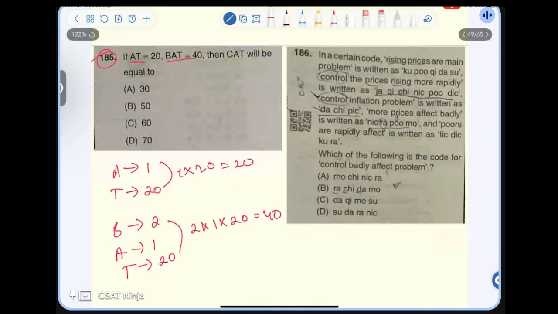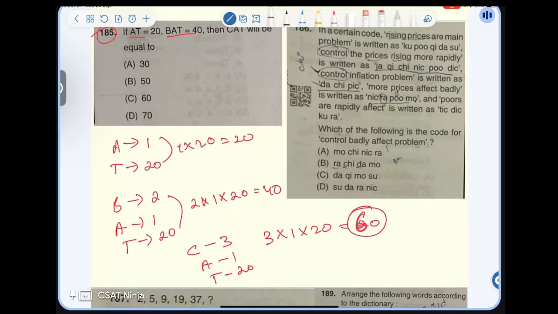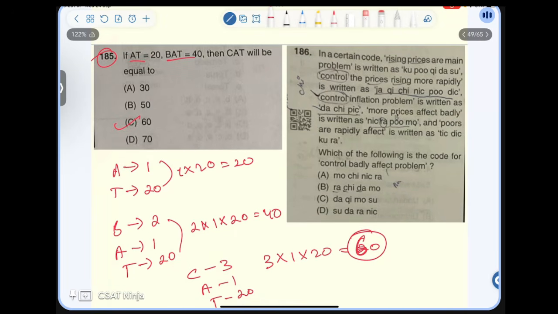So let's write this one. CAD is, C is 3, A is 1, D is 20, which means 3 into 1 into 20 gives me how much? 60. So the answer is 60 there. Just the multiplication of their numerical values. Now ask me why 1, okay? A, B, C, D, E, F. A is 1. The numerical value of A is 1. The numerical value of B is 2, 3, 4, 5, 6, and so on, up to Z, okay?